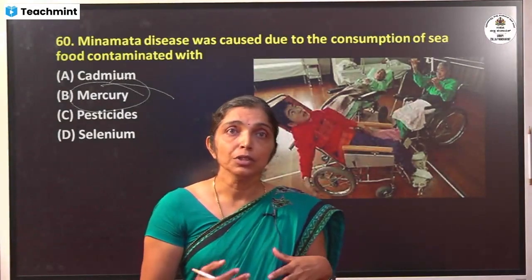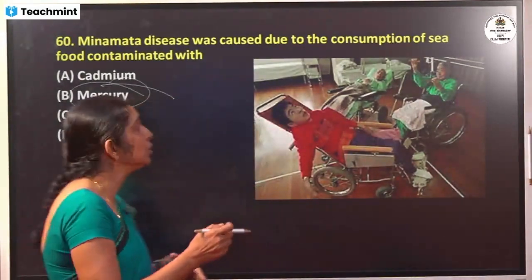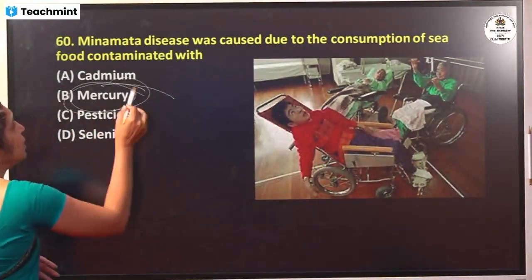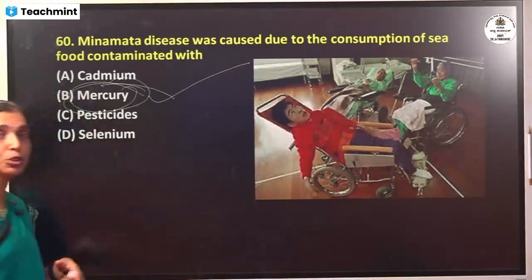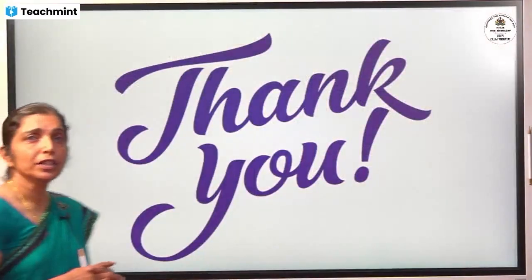Out of the four options, Minamata disease was caused by mercury poisoning. So the right option over here is mercury poisoning. Okay, so here we come to the end of 60 questions. Hope this will help you in your competitive examinations. Thank you.